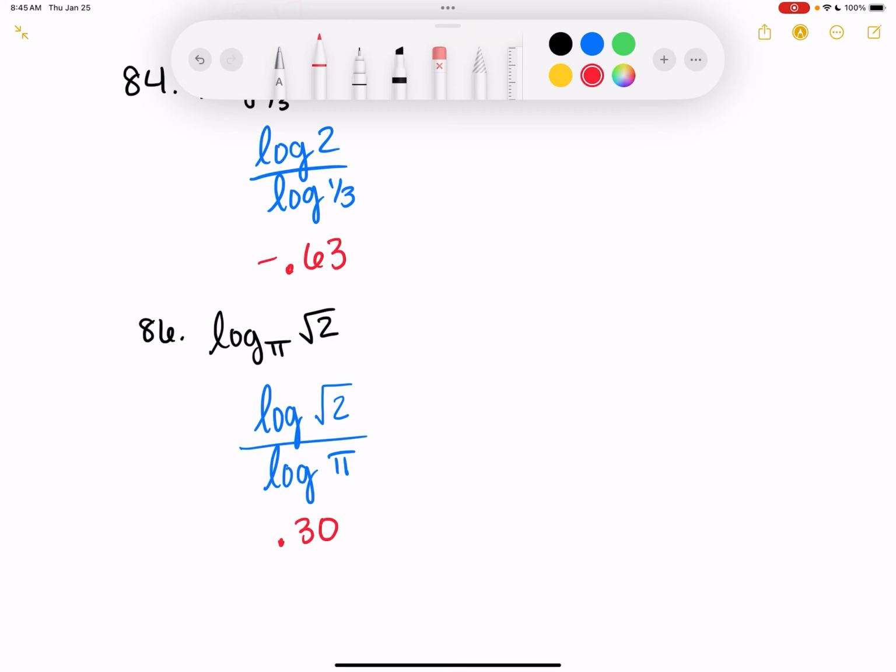All right, any questions on that? Anything? Pretty easy section overall, I think. You basically have your calculator for everything except for the setup of change of base.